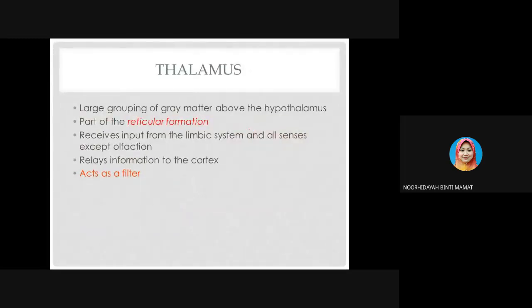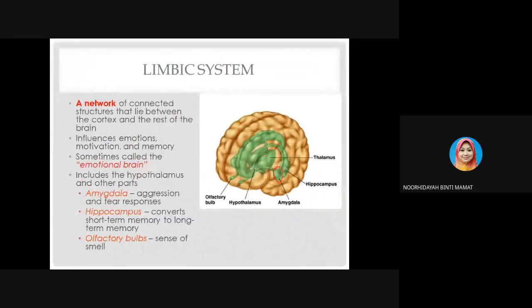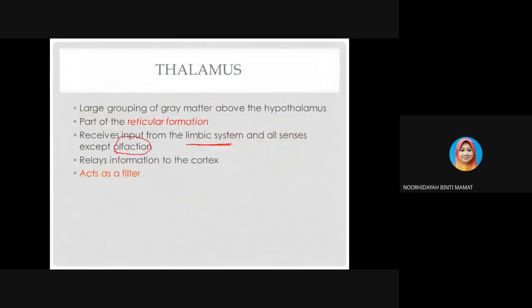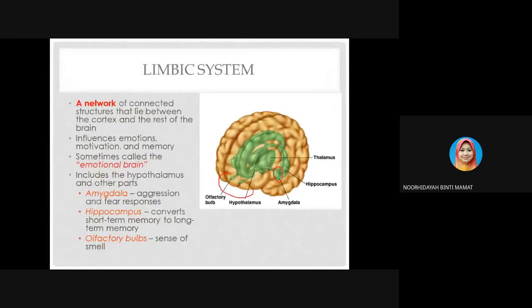Then we move to the last region of the forebrain, which is the thalamus. The thalamus is a large grouping of grey matter above the hypothalamus, and it's a part of the reticular formation. The thalamus receives input from the limbic system, just as we were talking about, and from all senses except olfaction. As you can see from here, this is the thalamus. It receives input from the limbic system except olfaction.